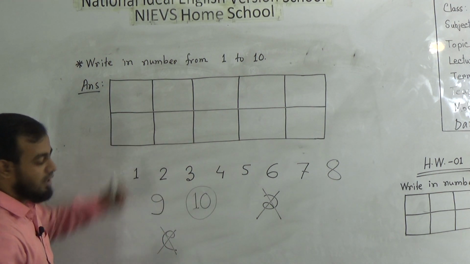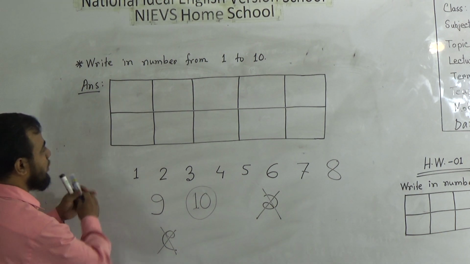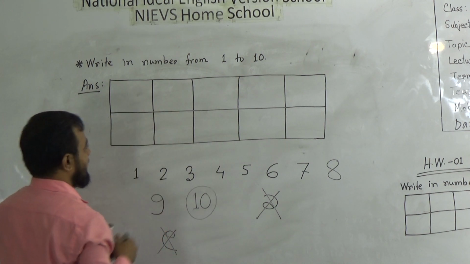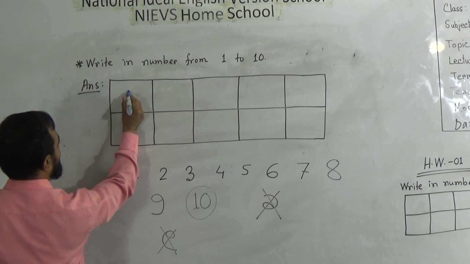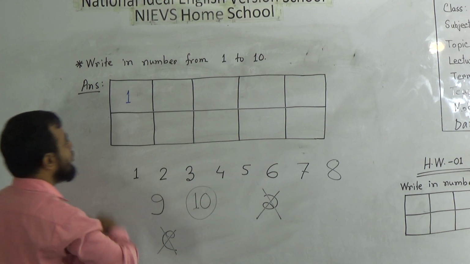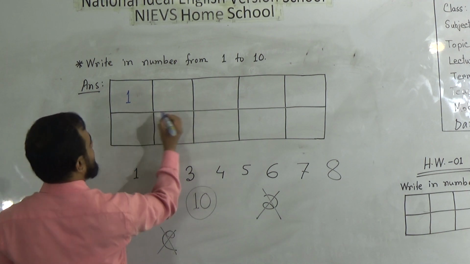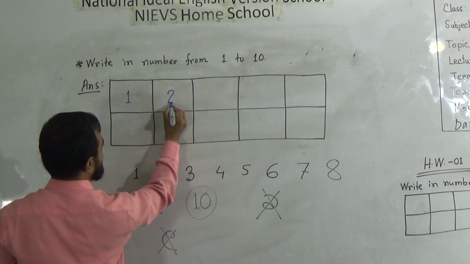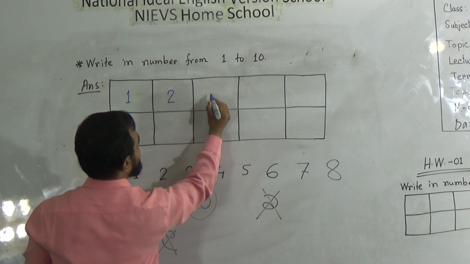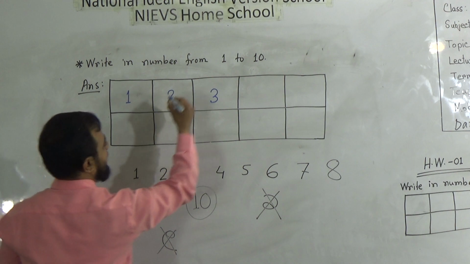Now write down this one in the box. How to write down? When we have the box, we should write down the numbers from left to right, not up to bottom. That means in the first box we will write down the number 1, and then we have to write down number 2. Why should we write from left to right? In this box we should write down number 2, not here. 2 is like this way. Then 3, and again we should go to the right side. In this box, right side is 3. So 1, then the number is 2, then number is 3.